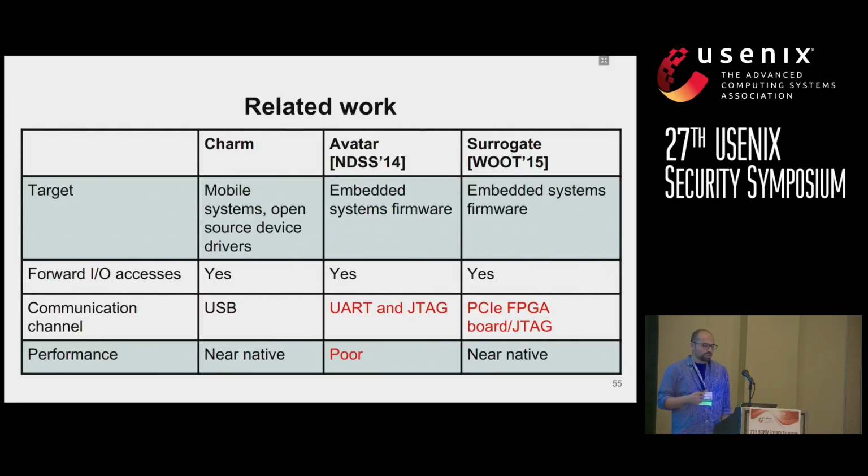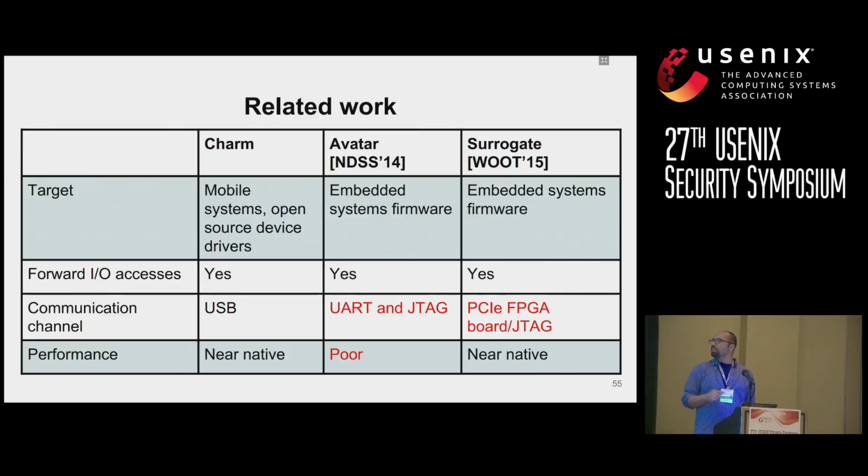I want to compare our work with two of the most closely related works, Avatar and Surrogate, which both, same as our system, use I/O access forwarding for low-level I/O accesses. But the main difference is the target. In Avatar and Surrogate, the target system is the whole closed-source embedded system firmware binary. But in our system, we want to support a part of mobile system software, which is the open-source device driver.